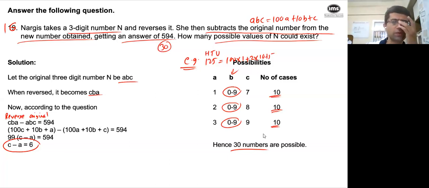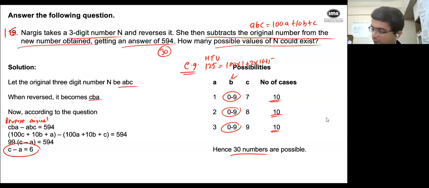Right? So modification of the previous one, B comes into picture and it can be any value. Hope all of you are with me. Hope you have understood this. How 30, Astha? 10 plus 10 plus 10.